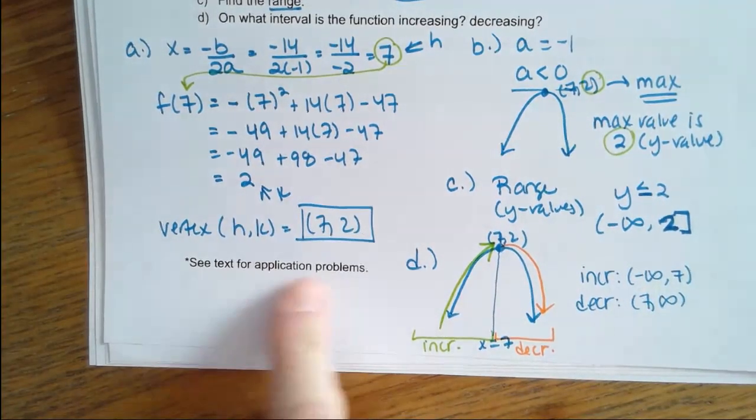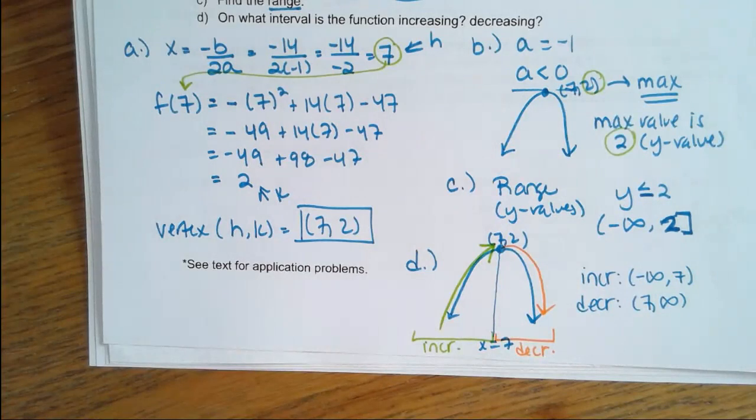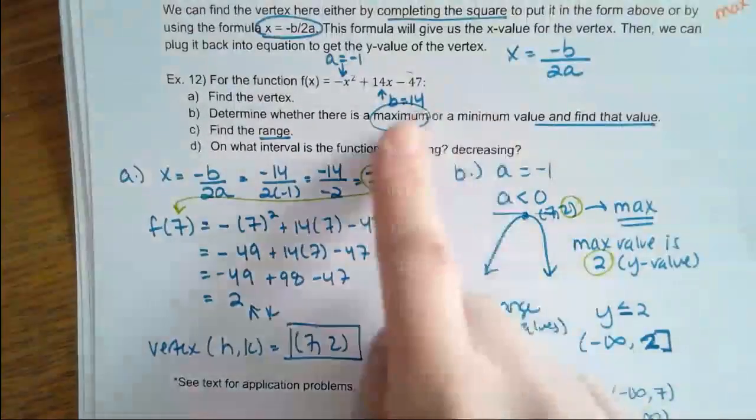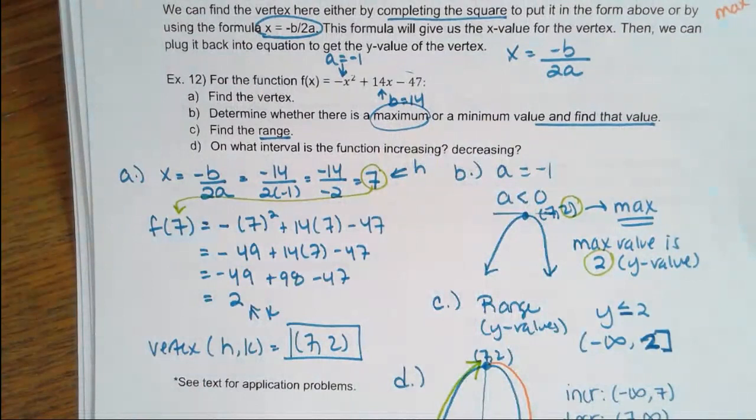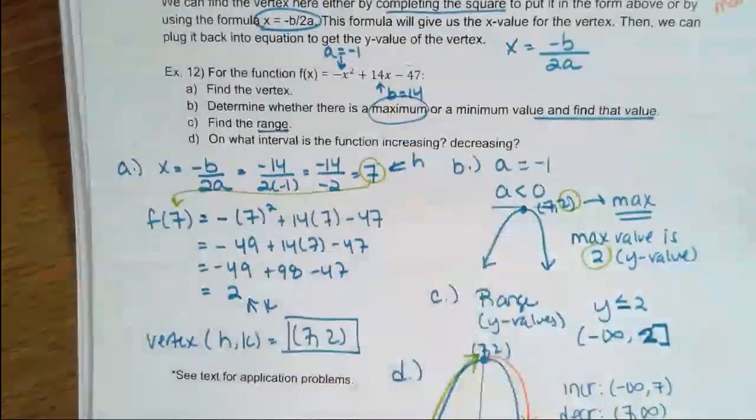Again, you want to see your text for more applications. There are a ton of applications on quadratics. Quadratics are wonderful. There's so many applications, including a lot of like falling object applications and things like that. So check out your text for some examples there. But again, keep in mind those keywords of max or min with quadratics typically means the vertex. So you're using that vertex point, and then you just need to know which way the graph is facing.